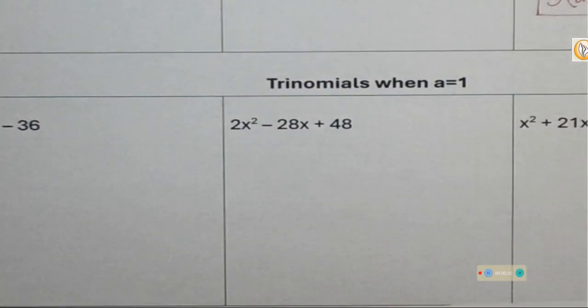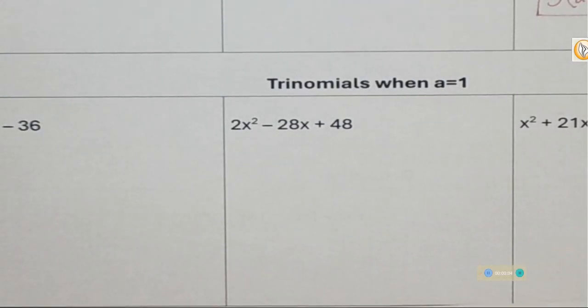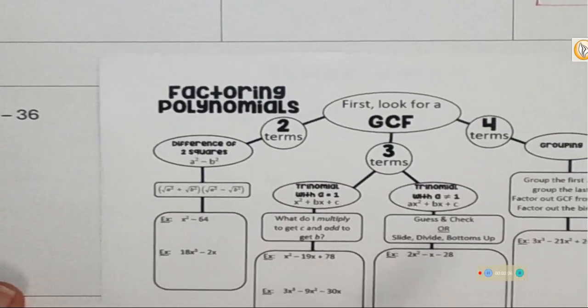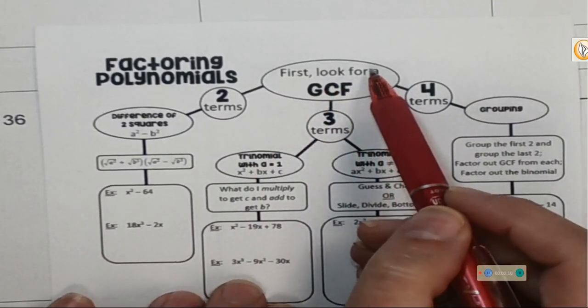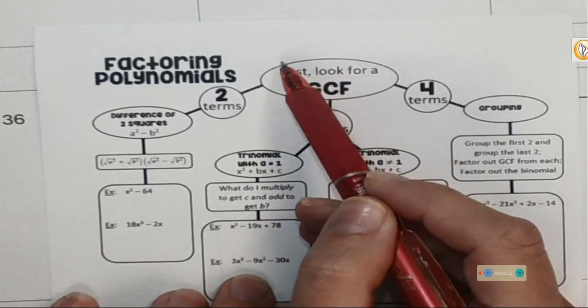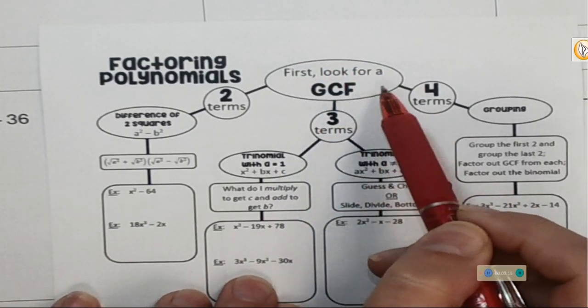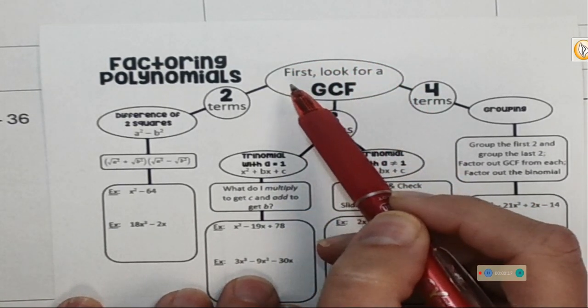Let's factor some trinomials when a equals 1. So we'll refer back to our flowchart. These are the questions that we ask ourselves. The very first question we always start with is, do I have a greatest common factor? If you do, factor it out.